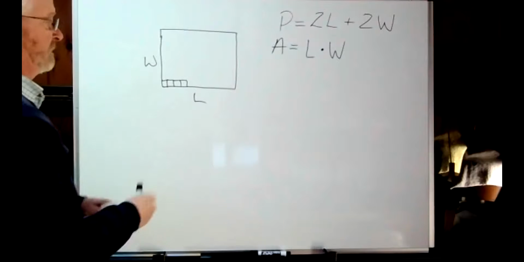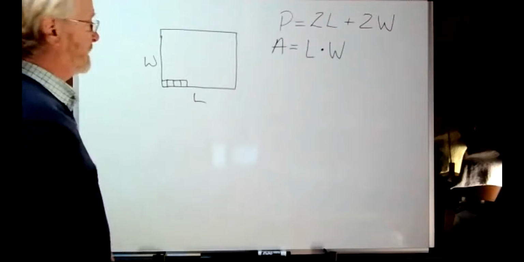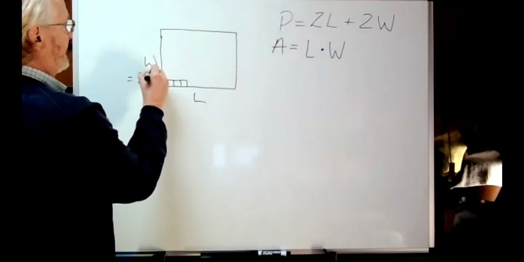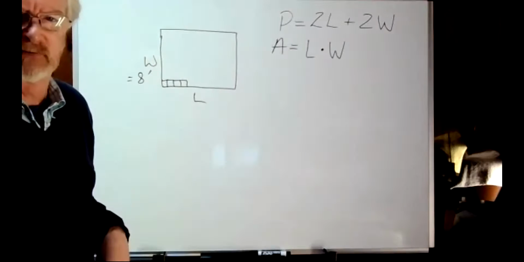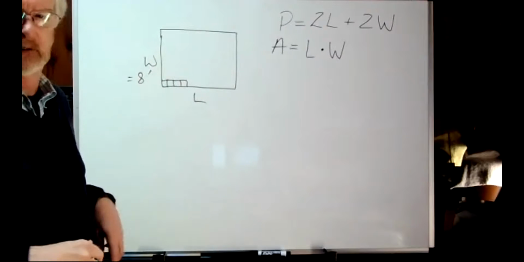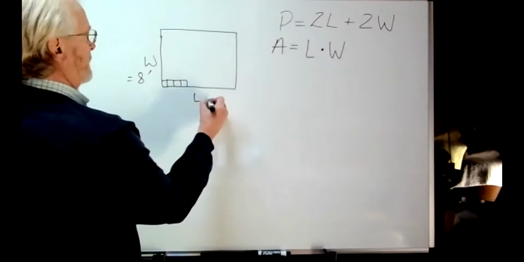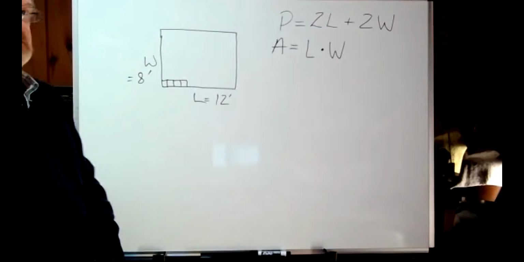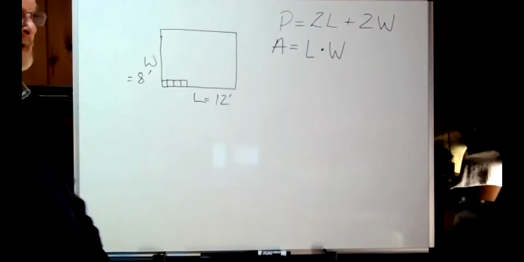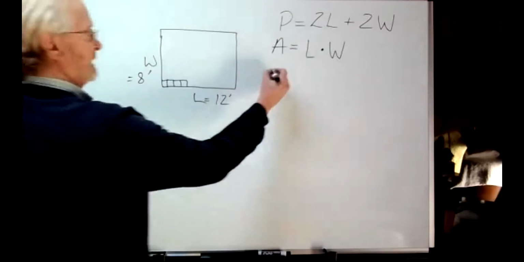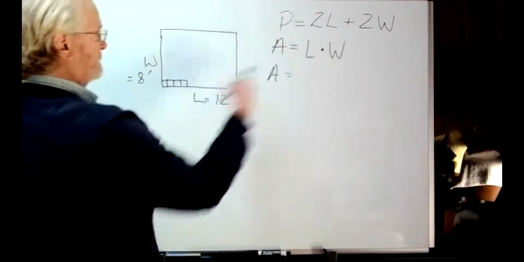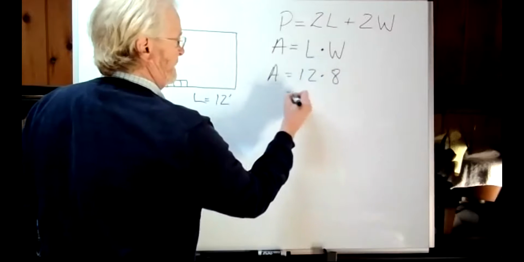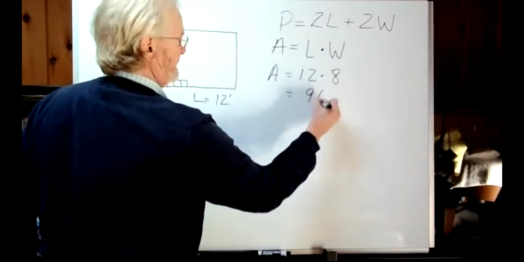So again, here we need to know what those dimensions are in order to do that. Let's say this was 8 feet, you know, that little single dash for feet and double dash for inches. And let's call this length, say 12 feet. So what's the area? The area then, according to this formula, plug them in, 12 times 8 is 96.